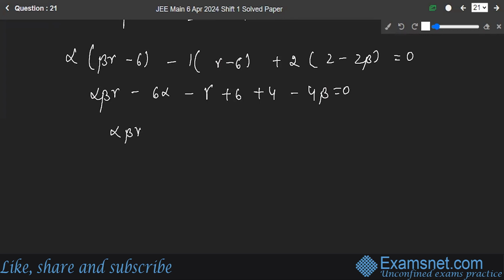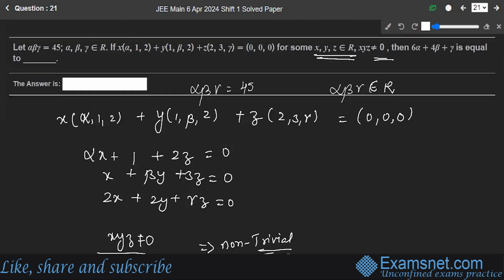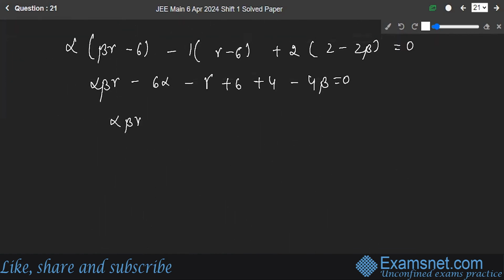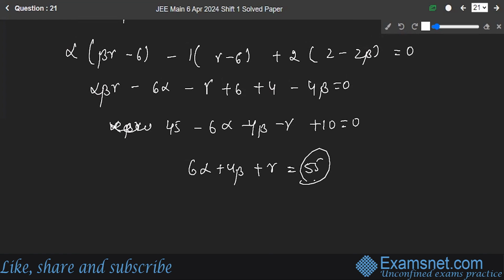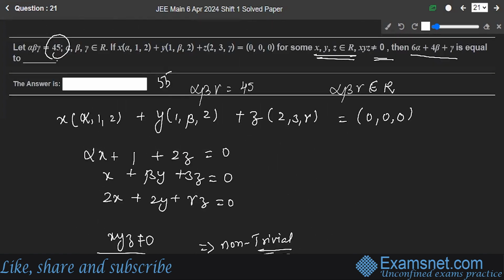Or this will give me alpha, beta, gamma, and wait, over here, fine. Okay, we have alpha and beta and gamma, this is equal to 45. That is what I was looking for. This is equal to 45. Let's write 45 over here. Minus 6 alpha minus 4 beta minus gamma plus 10 is equal to 0. Or you have 6 alpha plus 4 beta plus gamma is equal to 55. So this is the answer to the question. 55. Hope you got that.